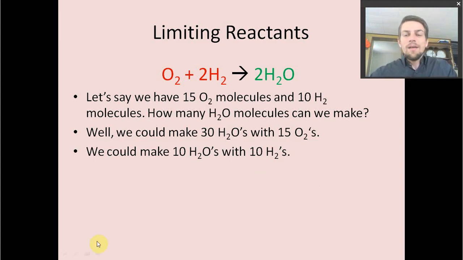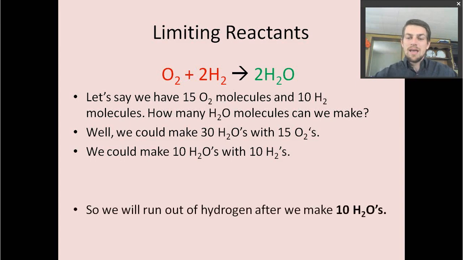So, the amount of oxygen that we have lets us make 30 waters, and the amount of hydrogen we have lets us make 10 waters. So how many are we going to be able to make? Is it going to be 30 or 10? Some of you might say, oh, let's do 30 because that's more. But we're going to run out of hydrogens after we make 10 waters. After we make 10 water molecules, we're going to run out of hydrogen, and we're not going to have any more to make more molecules. So then hydrogen becomes the limiting reactant.